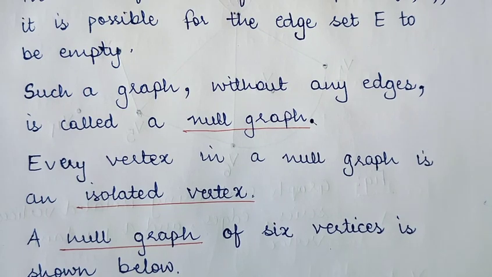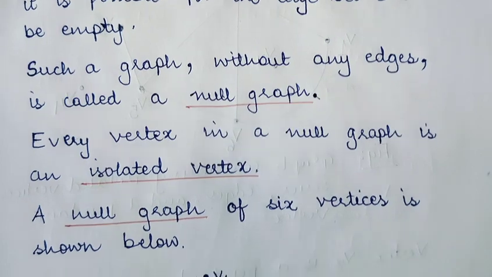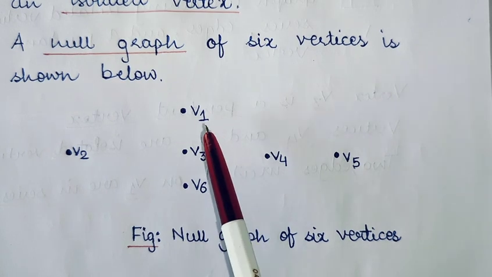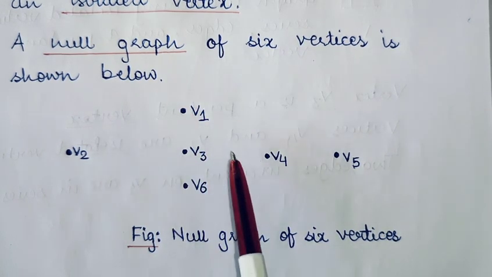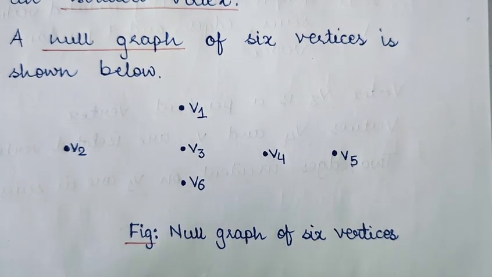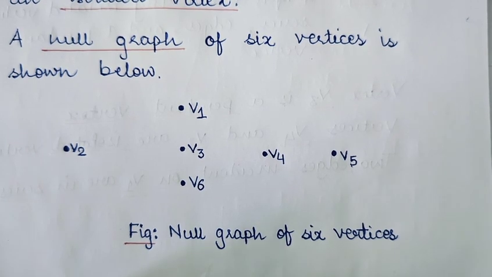Obviously, since there are no edges in a null graph, that means there are no edges incident on any of the vertices of the null graph. Hence, every vertex in a null graph is an isolated vertex. A null graph of 6 vertices is shown in this figure. As you can see, there are in total 6 vertices: V1, V2, V3, V4, V5, V6. So I can say that this is a null graph of 6 vertices because it has 6 vertices but no edges. Hence the edge set of this graph is empty. So I can call it a null graph.